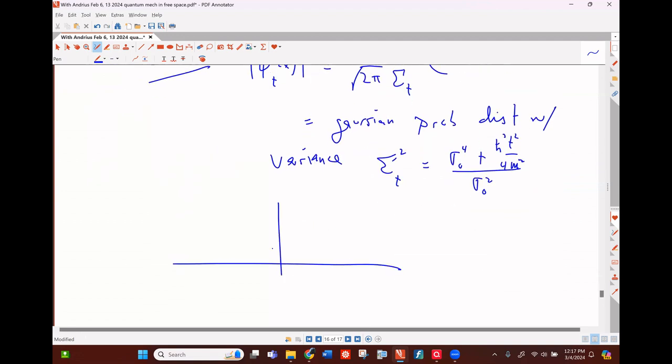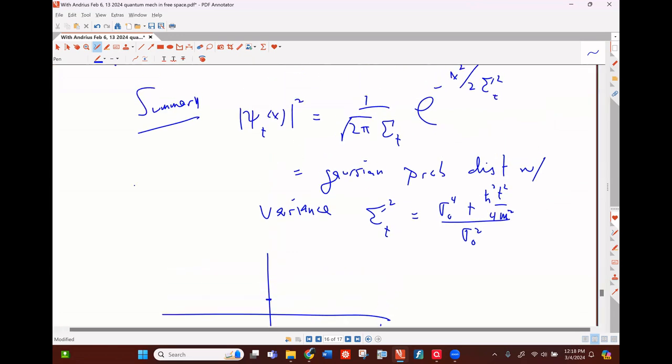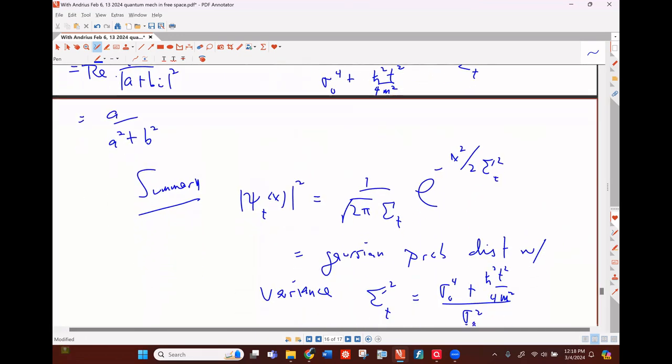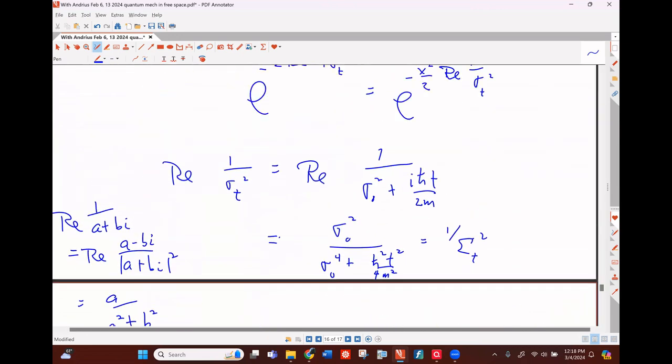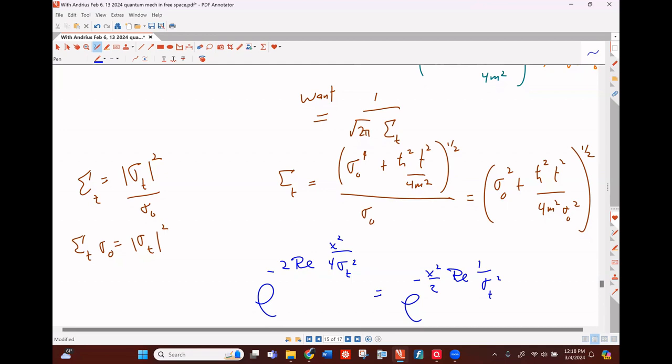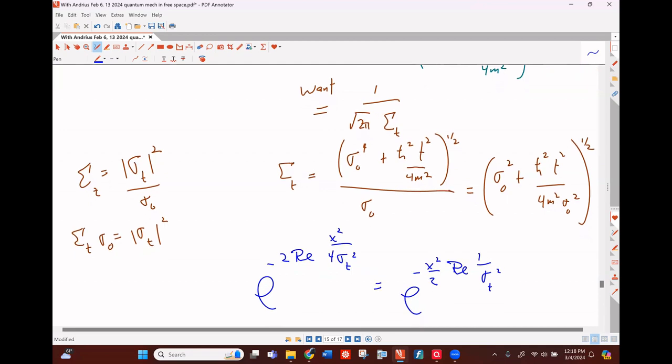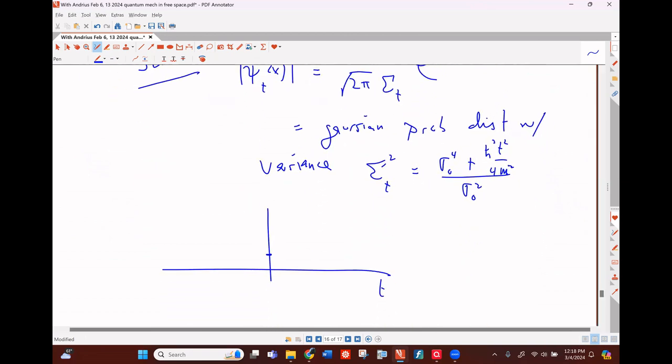Then if you look at my expression again, t has units of 2m over h bar times sigma naught, let's say. You're saying sigma naught is going to have units of distance, right? So it's converting time to distance, and h bar is units of energy, I think. Sigma t squared has units of distance squared. I just want to make sure. Oh, wait a minute, I squared everything. Yeah, good. Squared.